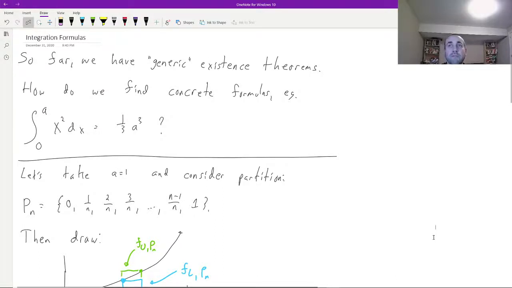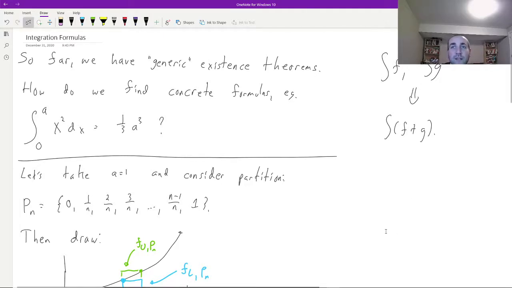So at this point, we've proved a number of generic existence theorems of integrals. Things like, if the integral of f exists and the integral of g exists, then the integral of f plus g also exists. Now, those theorems are certainly very useful, but they don't help us a whole lot in actually computing specific integrals. And so it's worthwhile to take a moment to figure out, well, how do we prove those sorts of concrete formulas that we all learned in Introduction to Calculus, things like the integral of x squared is equal to 1/3 x cubed.